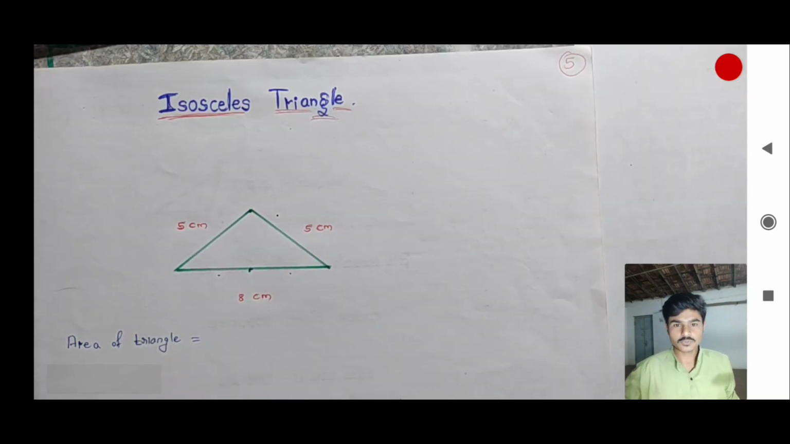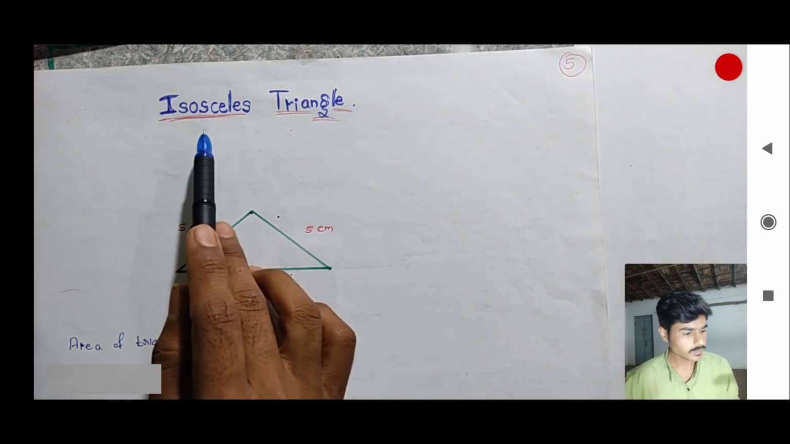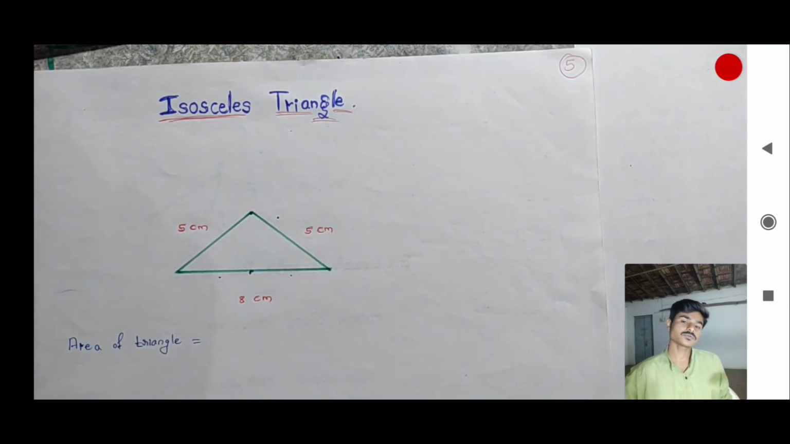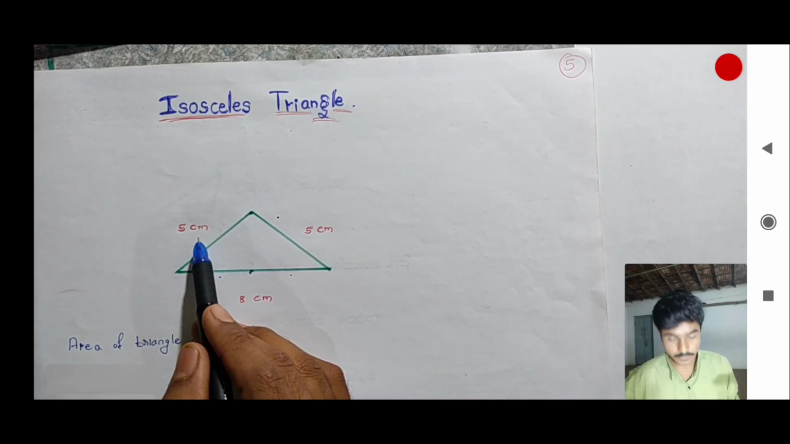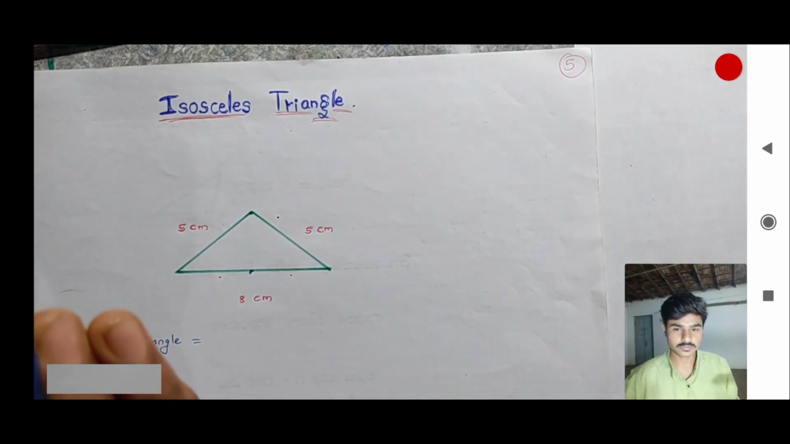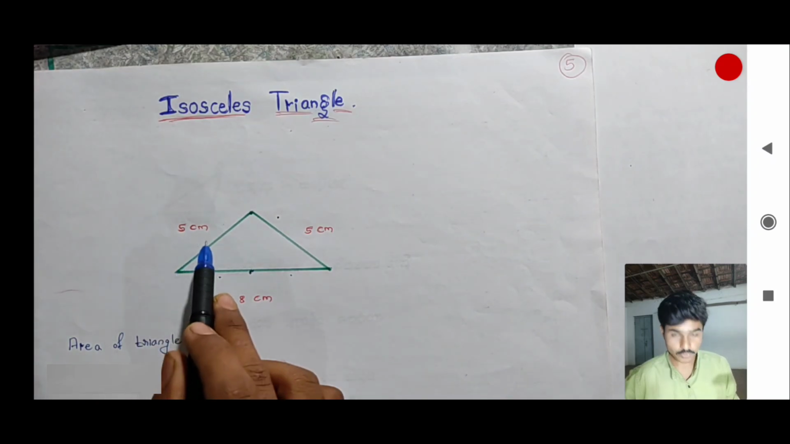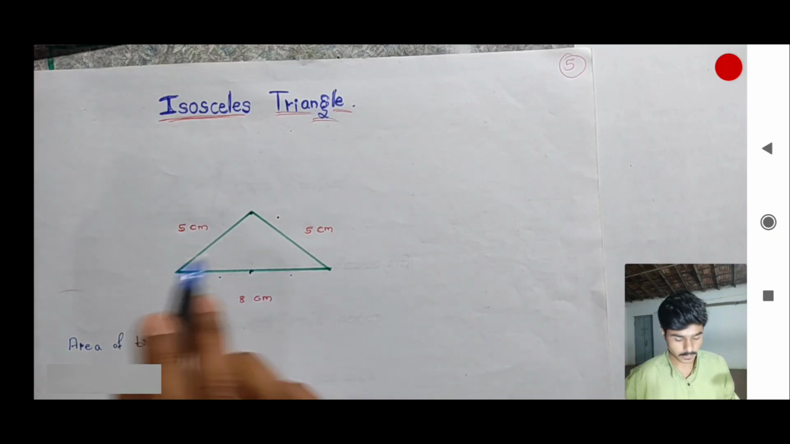Okay, let us move on to the next part. Here, let us try to find the area of an isosceles triangle. So, what is an isosceles triangle? Isosceles triangle means any two sides will be equal in a triangle. As you know, a triangle consists of three sides. Here two sides will be equal and another side will be different from the other two sides.